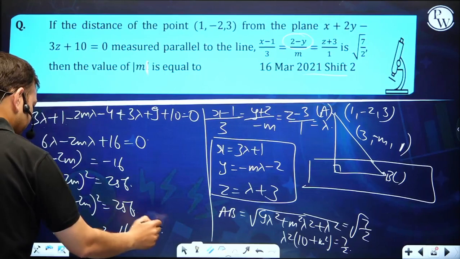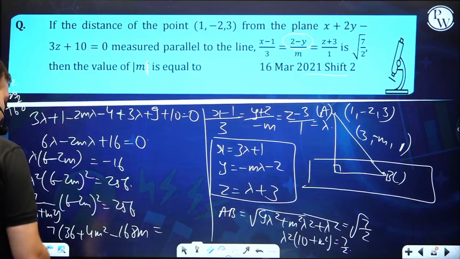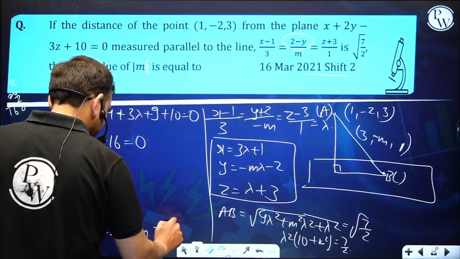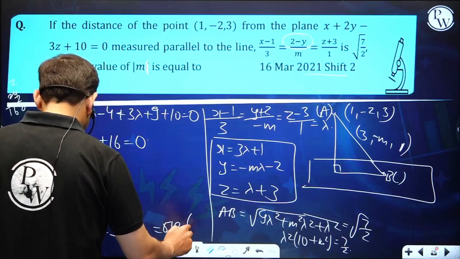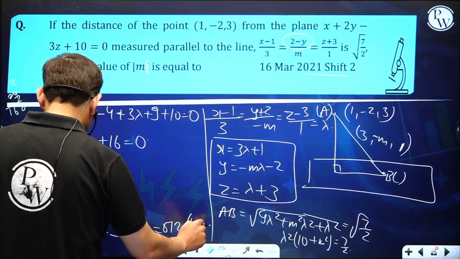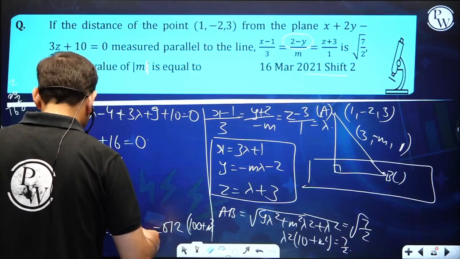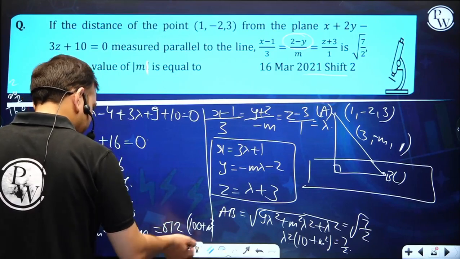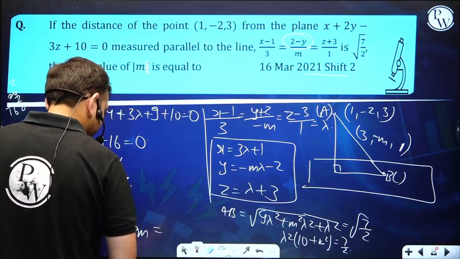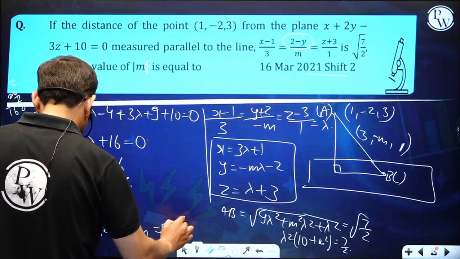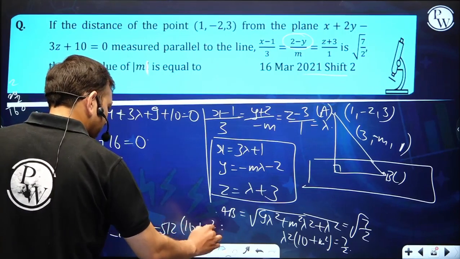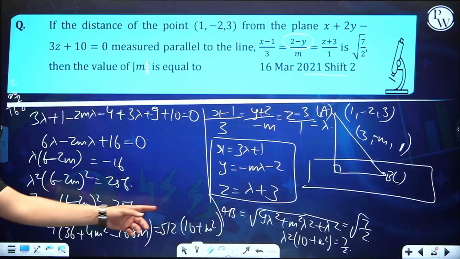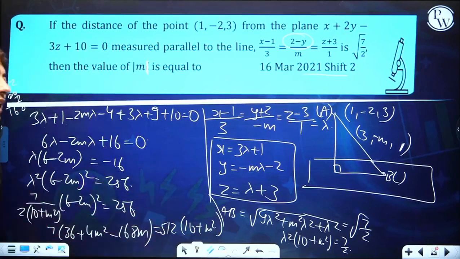168m is equal to 256 into 2, so 512 into 10 plus m square. Sorry, 10 plus m square means this is not squared. So it is 512 into 10 plus m square, like this. Now we need to solve this quadratic and that will be the answer.